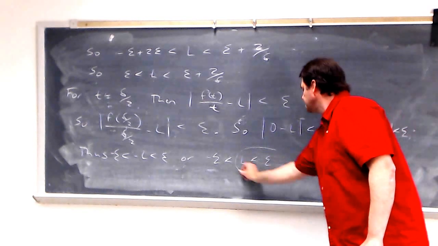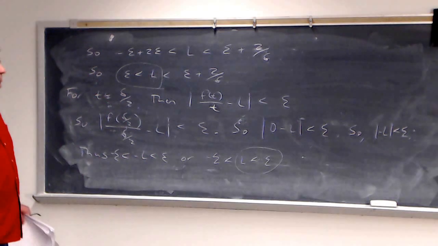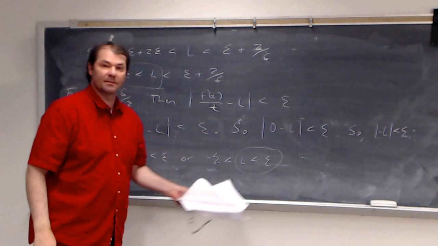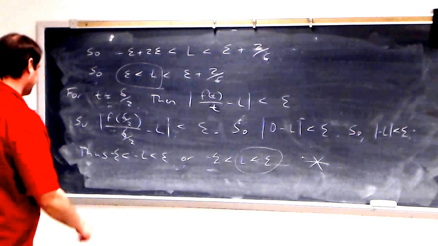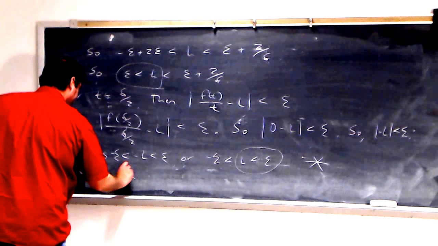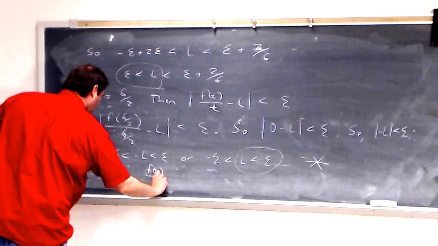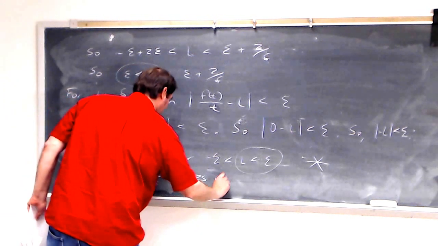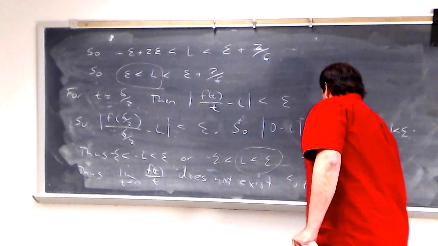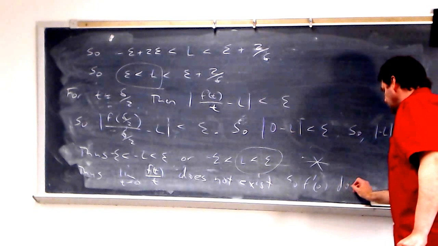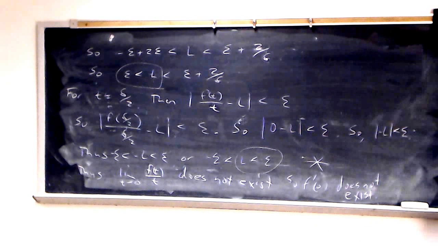Okay, if we look here and here, we see we get two contradictory statements about L. L has got to be bigger than epsilon, but L has got to be less than epsilon. These are contradictions. And so our assumption that led to this contradiction has to be false. Thus, the limit as t goes to 0 of f of t over t does not exist. It can't equal some number. So f prime of 0, which is what this limit was equal to, does not exist. That concludes this example.